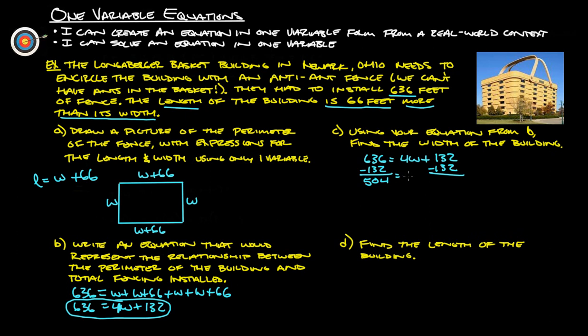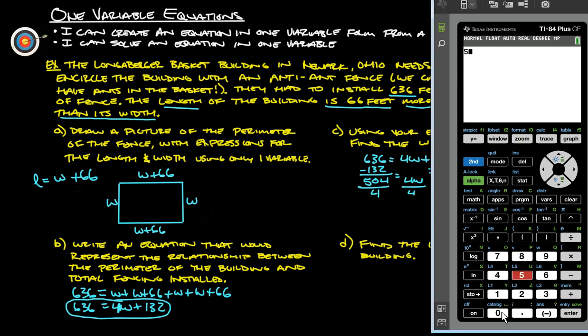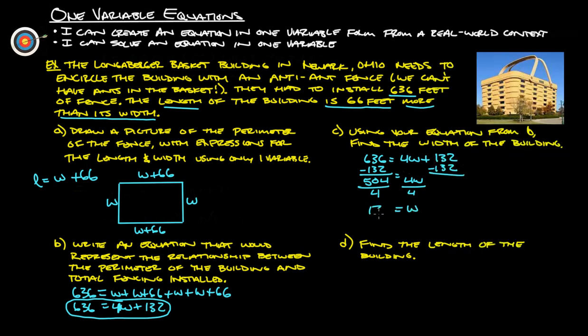504 equals 4W. Really probably didn't need to put that one on there, because we're just subtracting 132 from both sides. Then our last step is to divide both sides by 4. We take 504, divide that by 4, and we get 126. So the width has to be 126 feet.